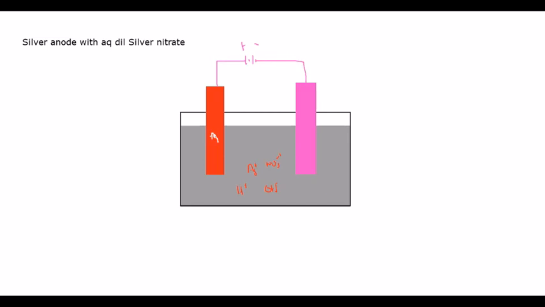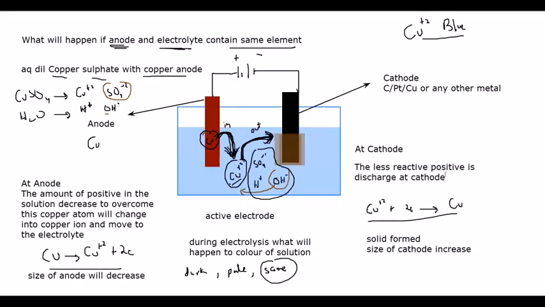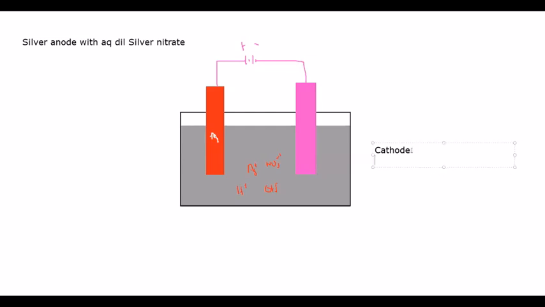Then for a positive ion, what will happen at cathode? For positive ions, we check the reactivity. The less reactive positive ion will discharge at cathode. You check the reactivity series. Which one is less reactive, silver ion or hydrogen ion? Silver ion. So silver ion is attracted towards the cathode.